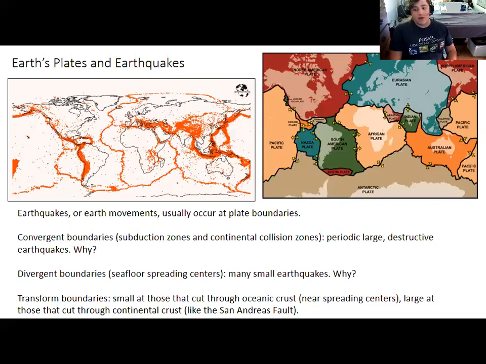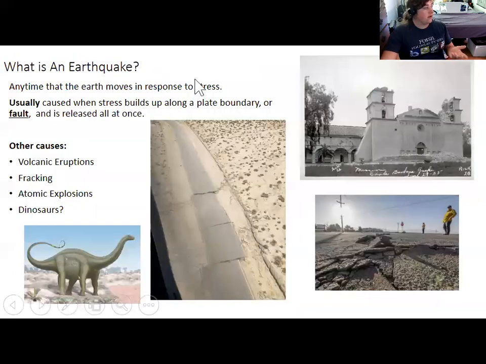So any questions yet? Now, an earthquake is more or less just when the Earth moves in response to stress. And it is usually caused when stress builds up along a plate boundary. And a plate boundary and a fault are not quite interchangeable because you get little faults that run parallel to the main fault that defines the plate boundary, but I'm kind of using them interchangeably just for the sake of simplicity a little bit.